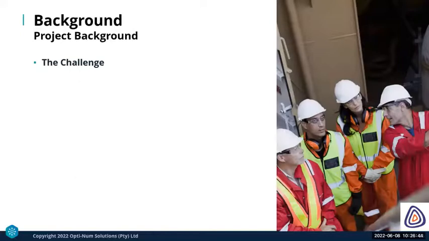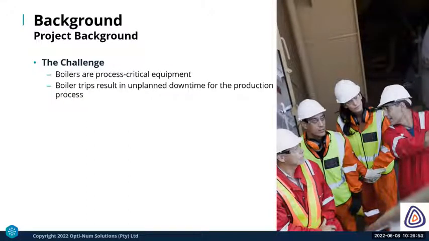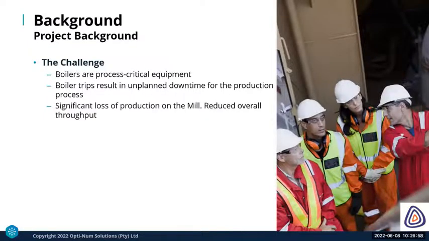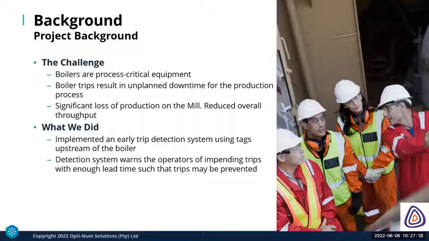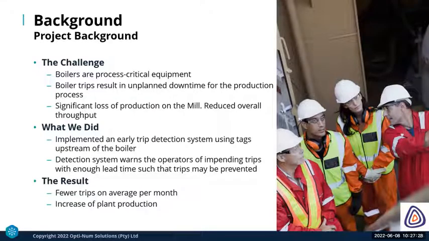Okay. In terms of what we did for our clients at this point, the challenge was that boilers are obviously process critical equipment. The trips result in unplanned downtime for the entire production process. There can be significant loss of production on the mill and reduced overall throughput. So what we did for them was we implemented an early trip detection system using tags around the boiler as well as upstream of the boiler. The detection system was designed to warn the operators of impending trips with enough lead time such that the trips may be prevented. As a result, we had fewer trips on average per month and an overall increase of plant production. All right.